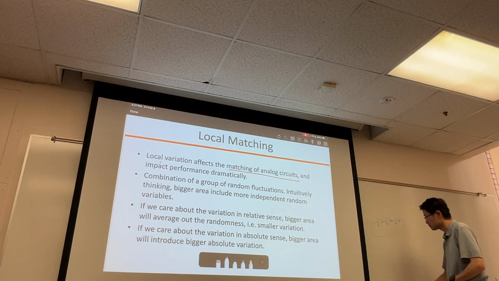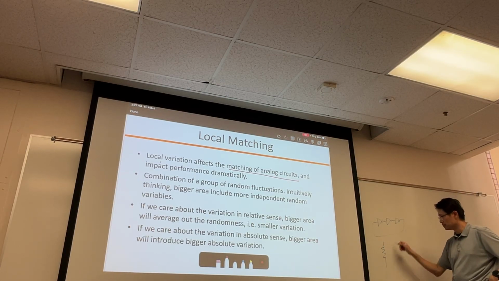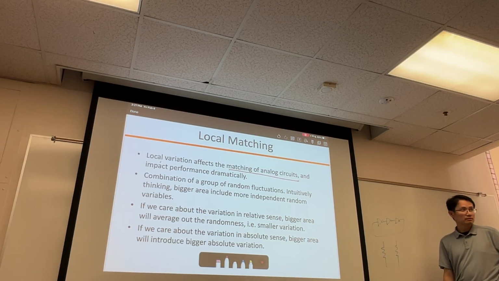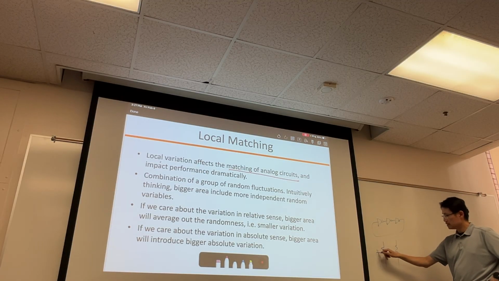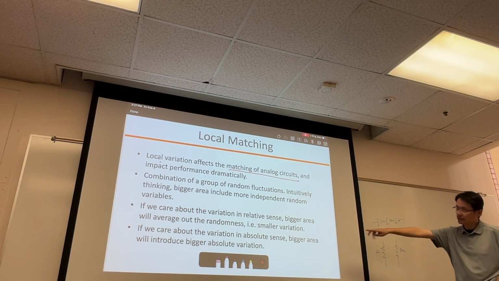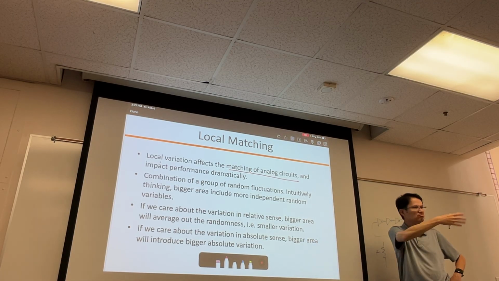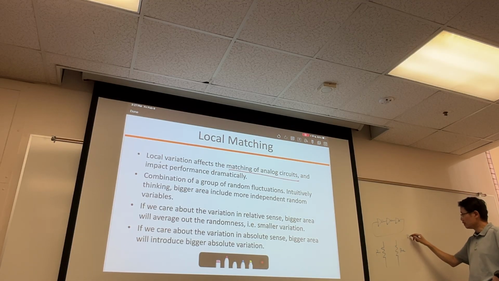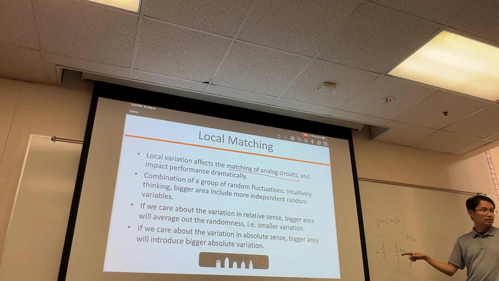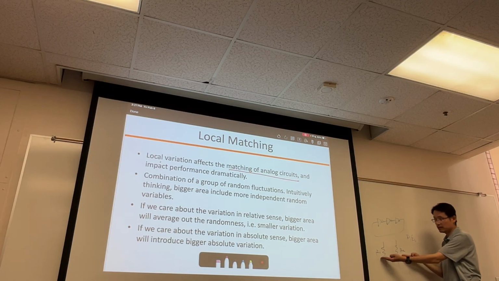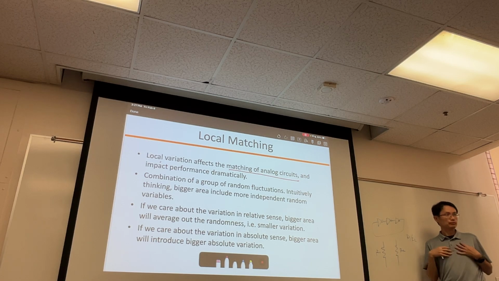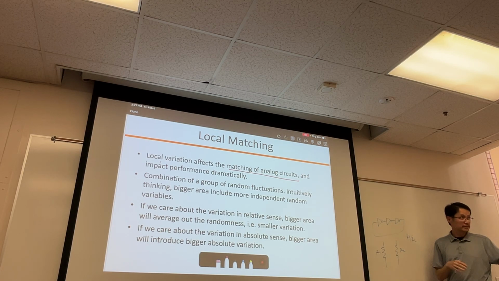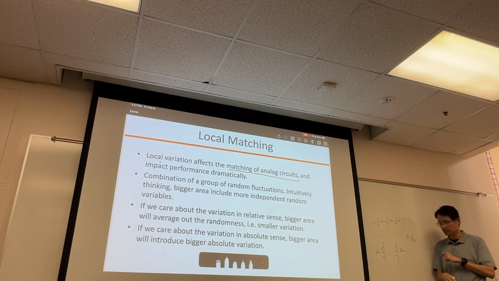For instance, let's say I'm trying to draw two resistors, R1 and R2. If you are in the first case, you care mostly about the relative error between the two, which means you care about R1 over R2. If both of them are 10% higher, I'm okay. So you care mostly about the relative error, and in that case, the larger the area you draw the resistor, the better for you.